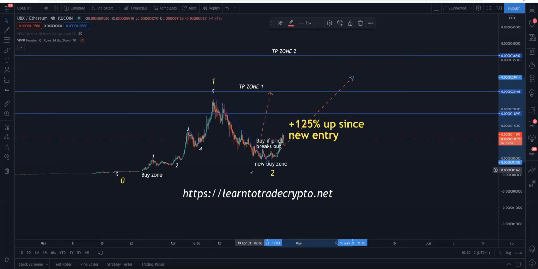So it's Allison here. I hope this has made some sense on how you're going to use Elliott waves to trade cryptocurrencies. In this case, I'm using UBX.